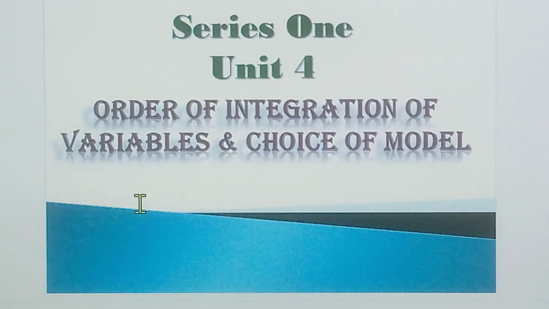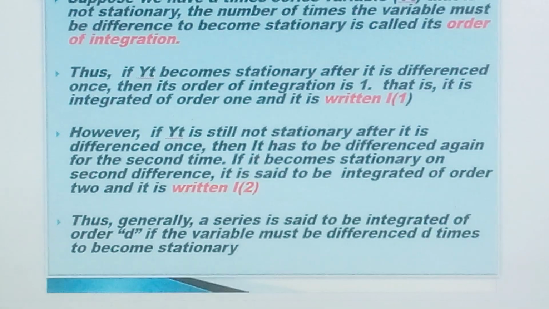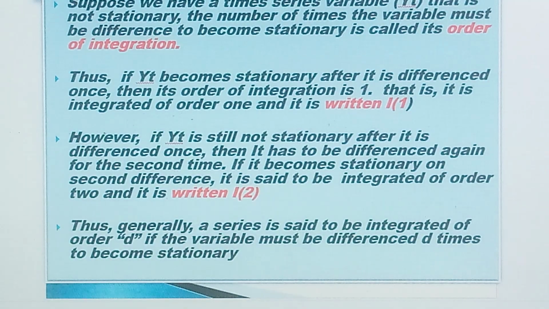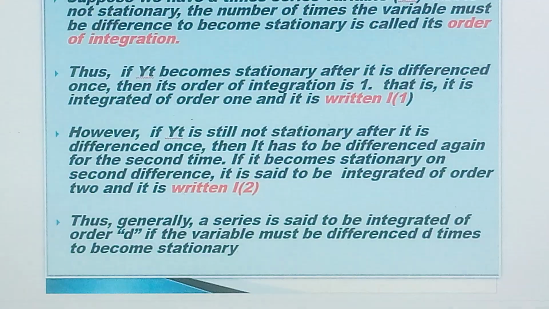So now, what do we mean by order of integration of variables? Suppose we have a time series variable yt that is not stationary. The number of times the variable must be differenced to become stationary is called its order of integration. Okay, now what are we saying here?